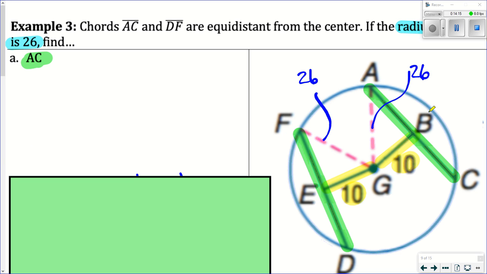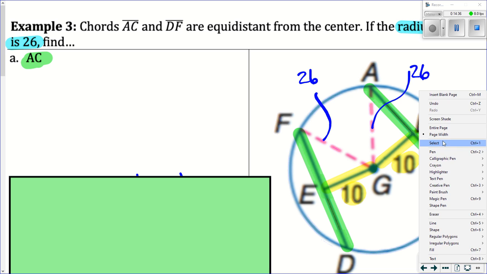So I marked everything up. Radius, so we have GA, GF is a radius, so they're both going to be 26. Radii in the circle are all congruent. The equidistance, GE and GB, are 10. So the chords, we know they're going to be congruent. So I'm going to mark that up with green.